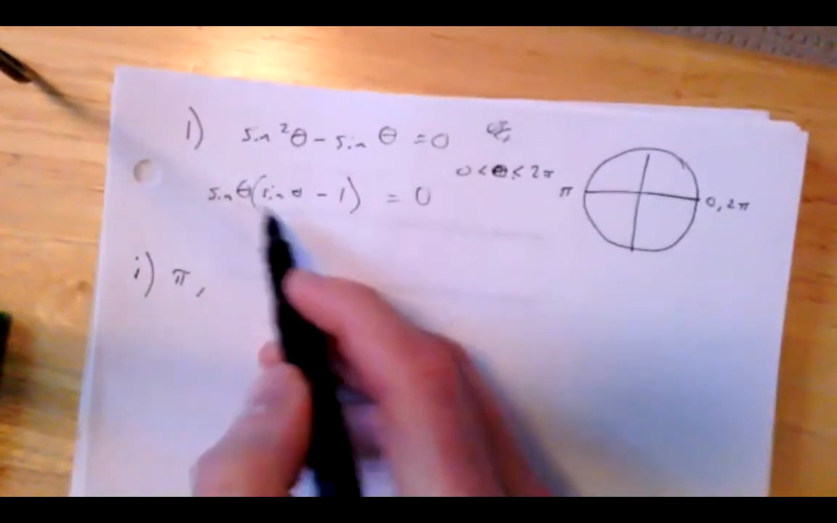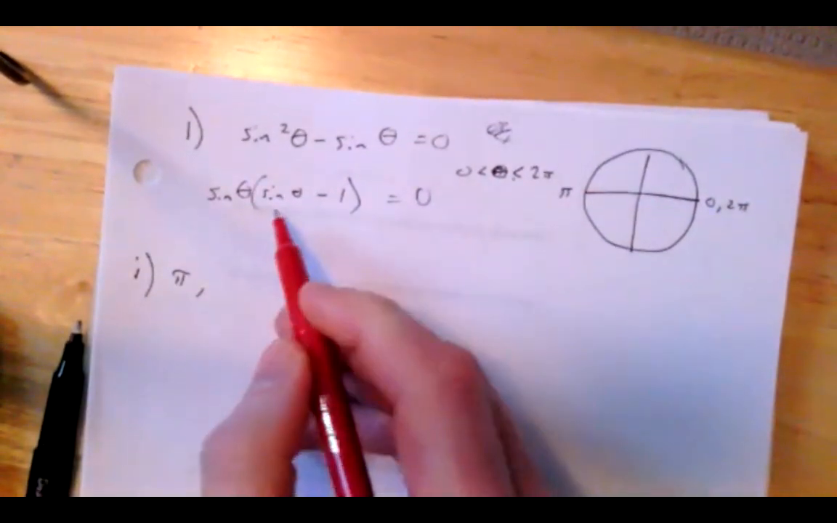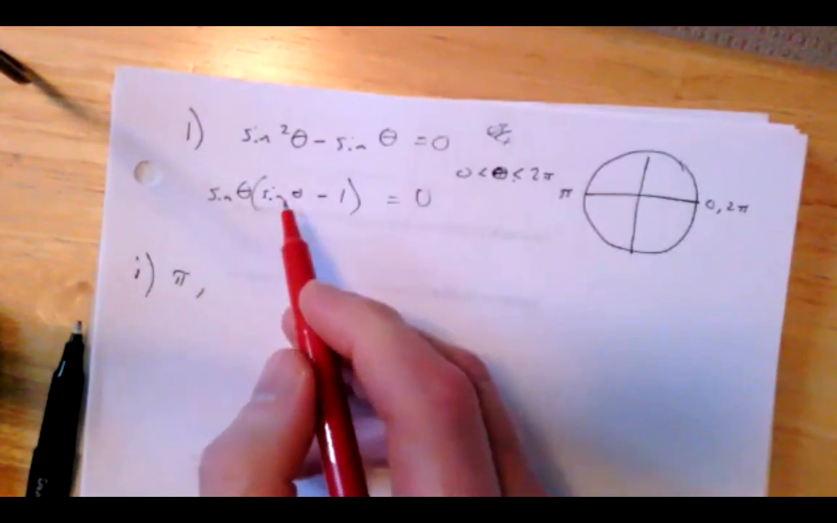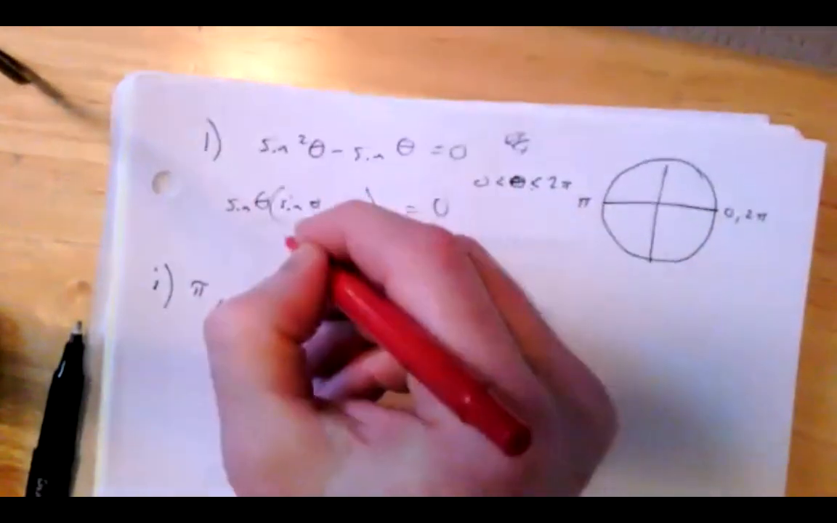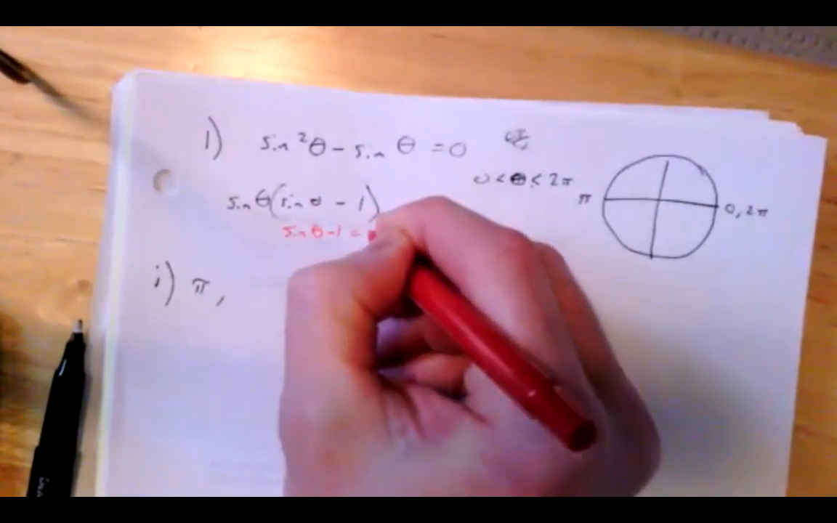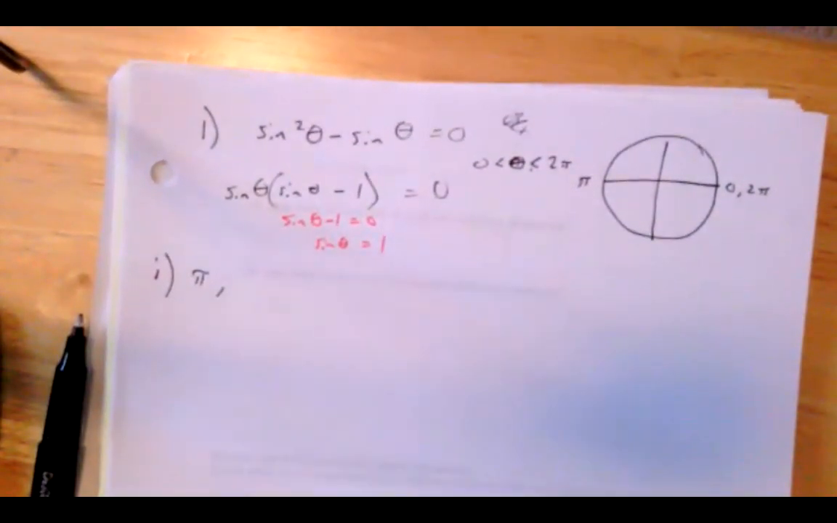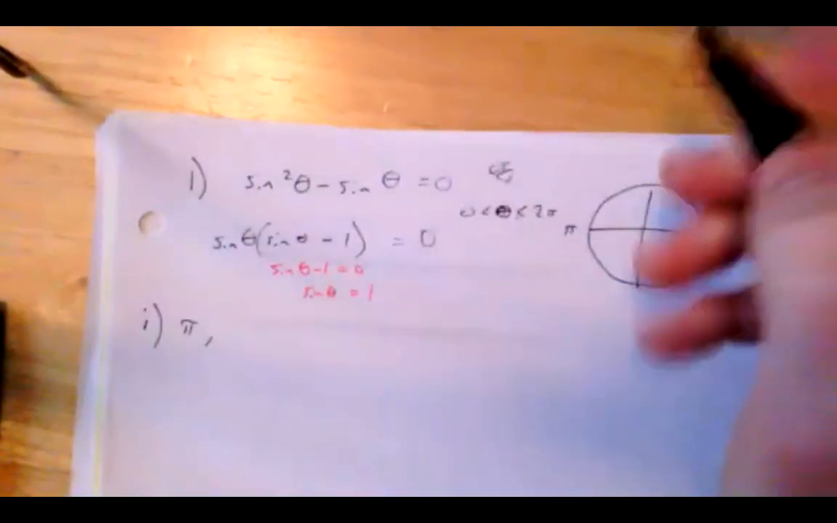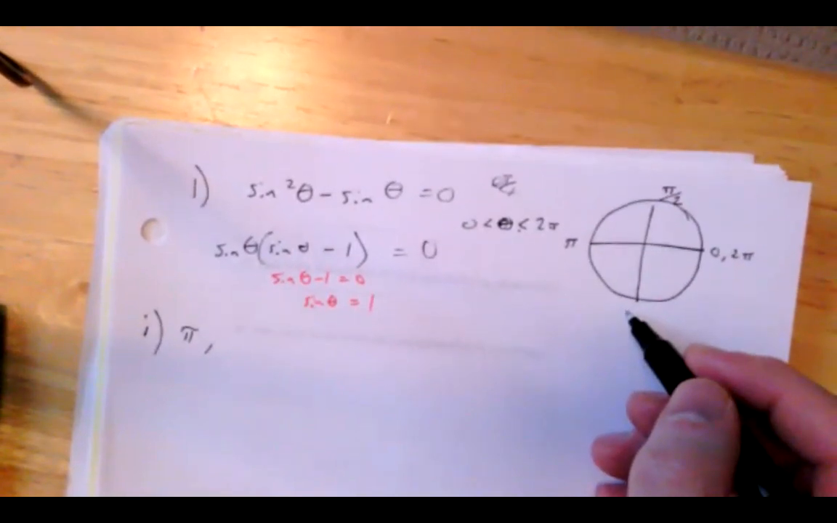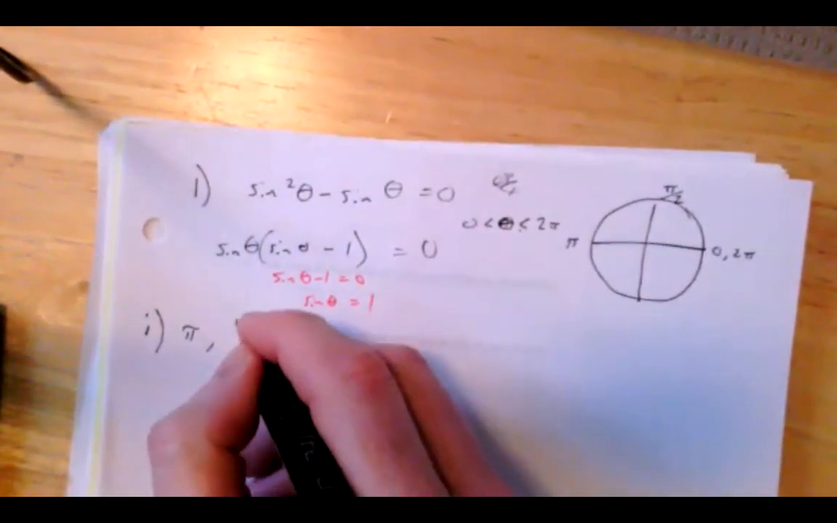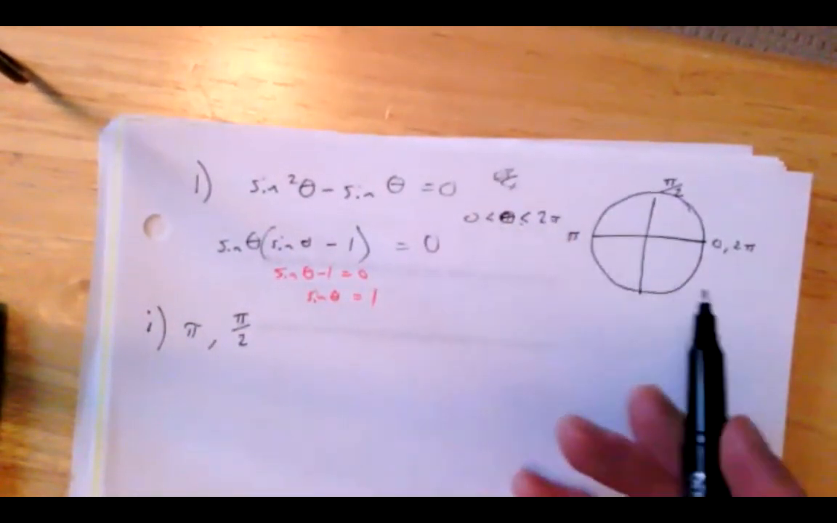Now sine of theta minus 1, what makes that 0? If you're confused, remember when it's x minus 1, then x has to be 1. So sine of theta minus 1 equals 0 means sine of theta equals 1. What value of theta gives 1? That would be pi over 2. Down here, it's negative 1, but up here, it's pi over 2. So our two answers are pi and pi over 2. Those are the ones that are within this domain.